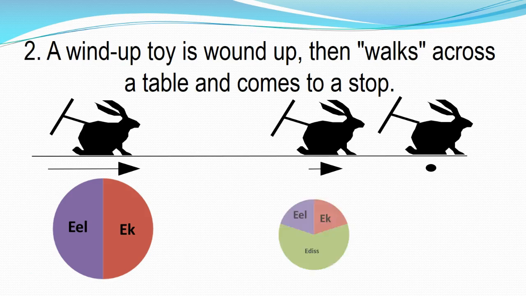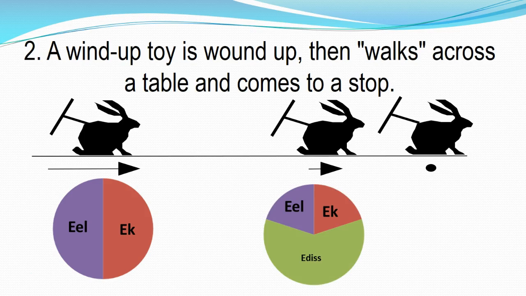This energy goes into dissipated energy. The kinetic energy dissipated. The elastic energy turned into kinetic energy and dissipated. The dissipated energy is caused by the toy rubbing against the surface, creating friction and creating sound.